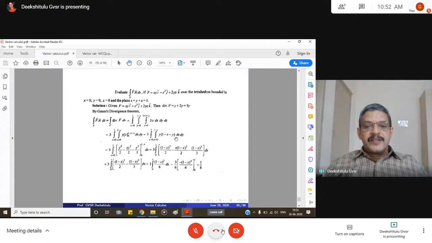Next, the integration should be with respect to y, because the limits of one integral are given in terms of x, which means there must be limits of y. So we have to integrate with respect to y first. Then we get y square by 2 minus x y square by 2 minus y cube by 3, between 0 and 1 minus x. This is what we get. Then integrate with respect to x, put in the limits, and we get 1 by 8.